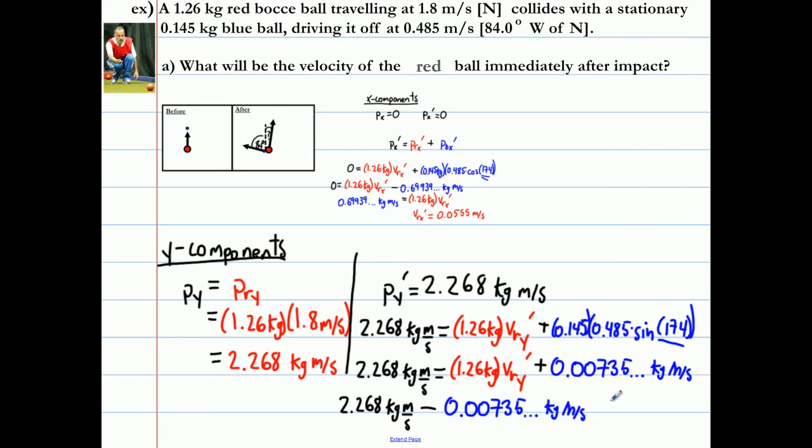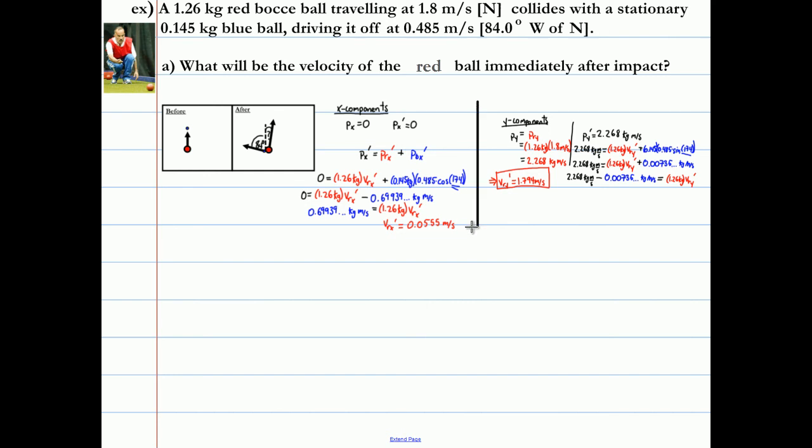So we subtract 0.00735 from both sides. That red bit is the same. Figure out what the left side is there on that step. Divide both sides by 1.26. And we get the final speed of the red ball in the y direction. So 1.794 meters per second.